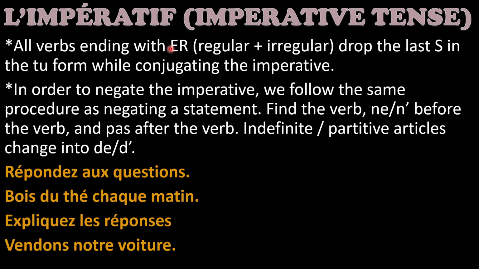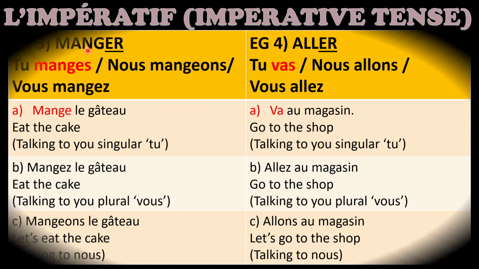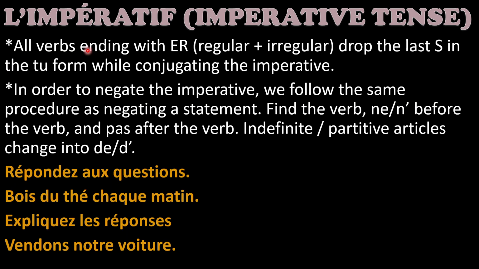You saw in the previous example, finir, the tu form ends with S, right? But we're not dropping it. Why? Because it is an IR verb. The tu form ends with S, but you don't drop it. Why? Because it ends with RE. So only verbs ending with ER will drop the last S in the tu form.